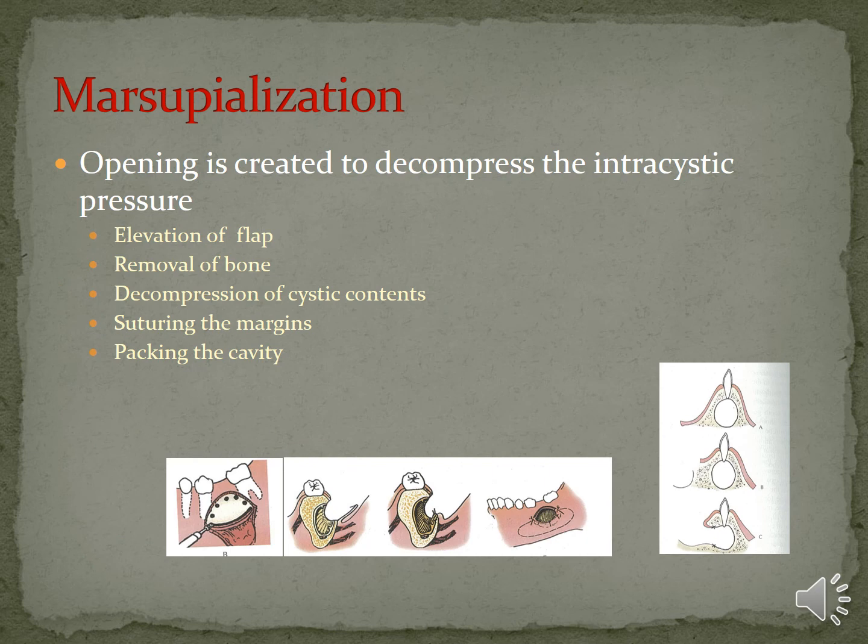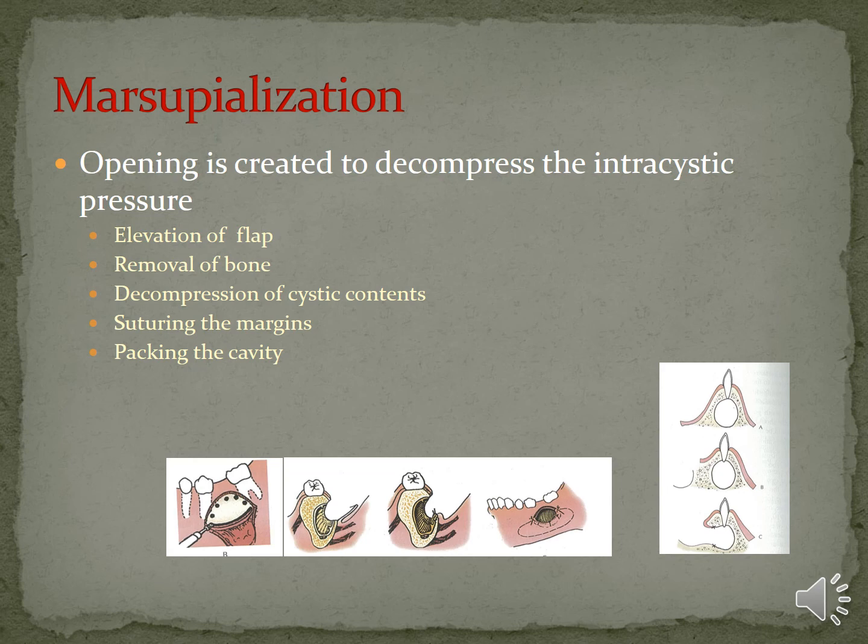So what is marsupialization? An opening is created to decompress the intracystic pressure. How is this done? Elevation of the flap, you can see in picture 1. Then removal of bone. A drill is used to drill the bone so that the bone is removed. You can see it in the first picture.